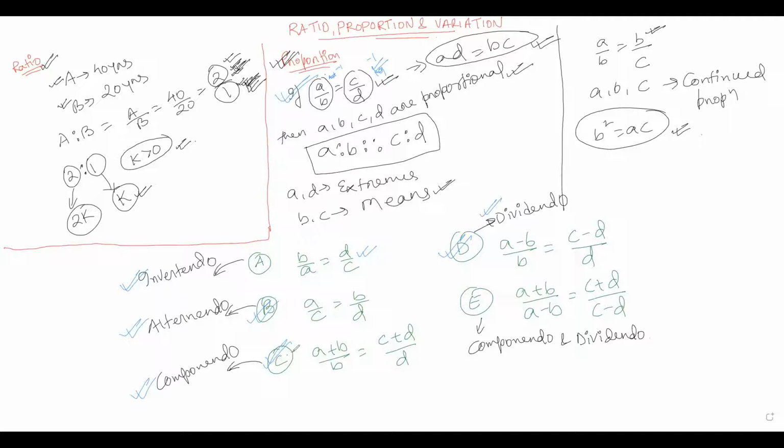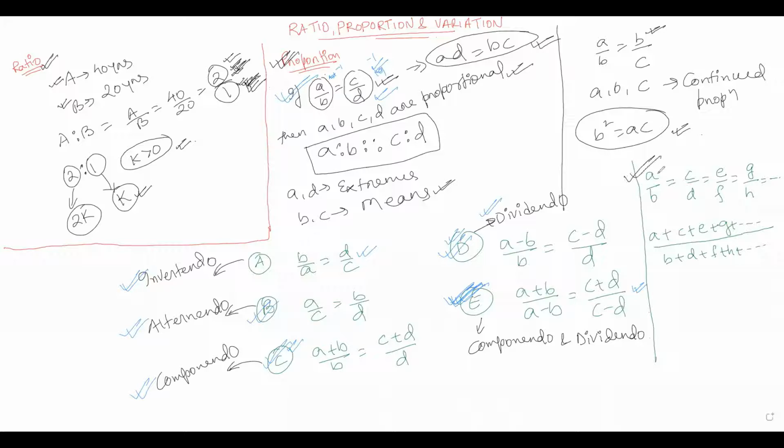Now, if I take the ratio of these two, I'll get A plus B upon A minus B equal to C plus D upon C minus D. This is called componendo and dividendo. This componendo and dividendo is very helpful in simplifying problems. The converse of this componendo and dividendo is also true. That is, if A plus B upon A minus B is equal to C plus D upon C minus D, then we can say that A by B is equal to C by D. That is, A, B, C, D are in proportion.